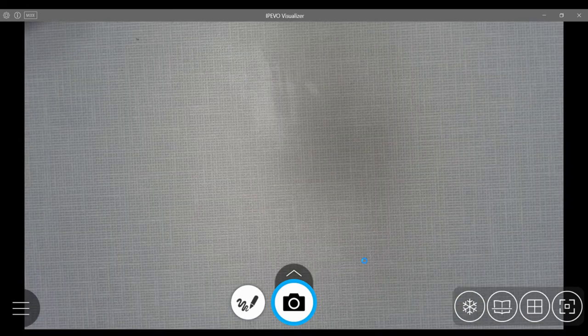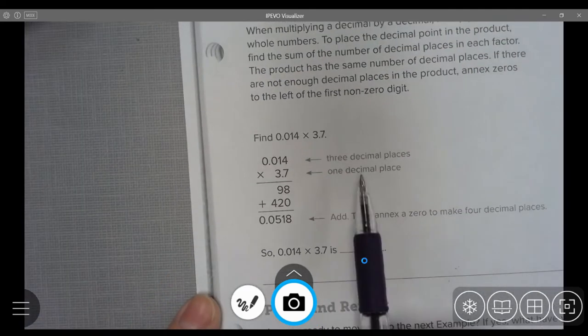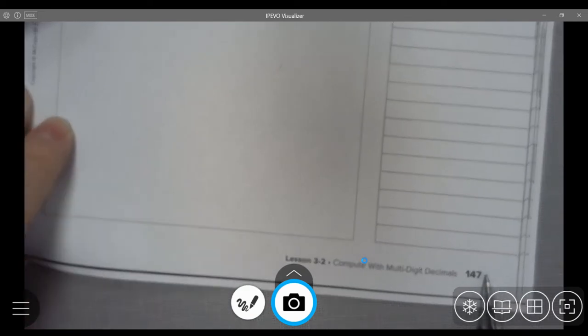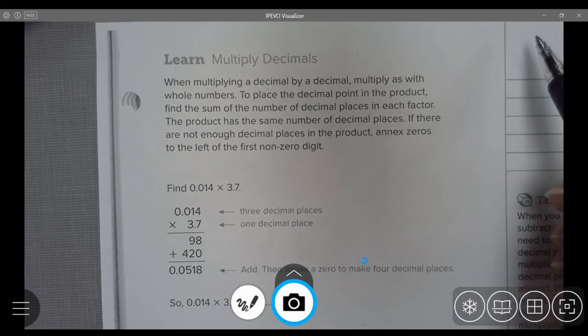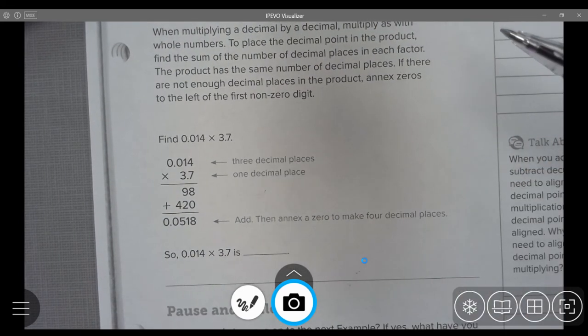Now, let's carry on to multiplying with decimals. Let me just review real quick a couple things. When I'm looking at multiplying with decimals, I'm on page 147. When I'm multiplying with decimals, I need to make sure that I just go ahead and do my multiplication, not to worry about the decimals till the very end.